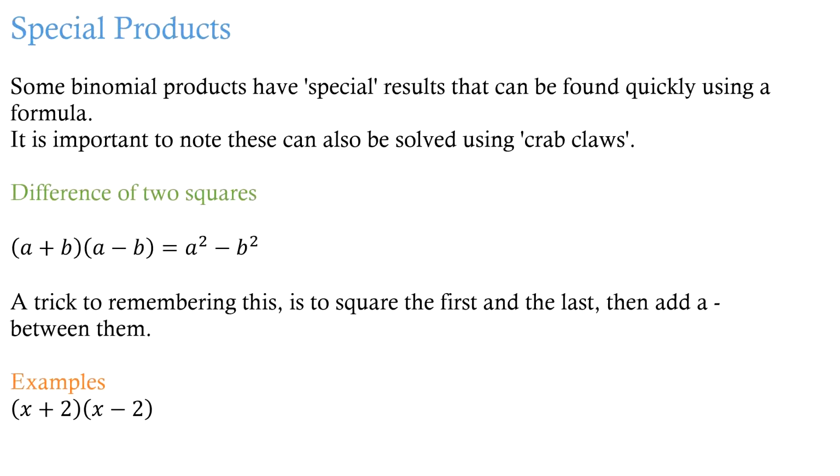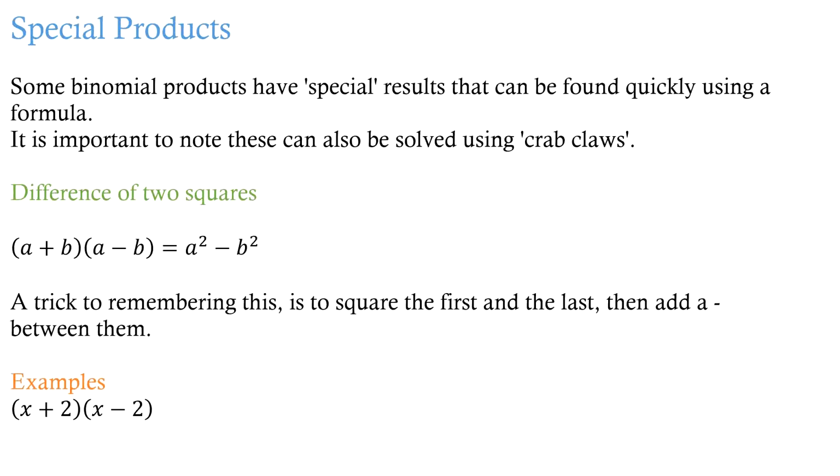In this video we're looking at special products. Some binomial products have special results that can be found quickly using a formula. It's important to note that if you can't remember the formula in the heat of a test or at the moment, these can always be solved using crab claws like normal.